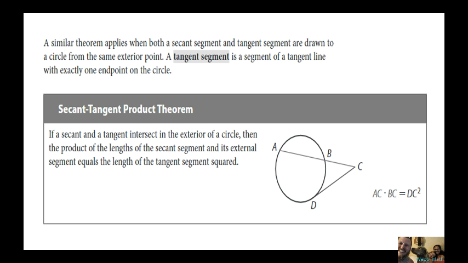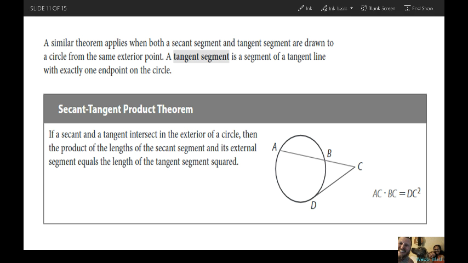So with this one, you need to know what a tangent segment is. Let's talk about it as quickly as I humanly can because the bell's going to ring in like 10 minutes. Part of your definitions again: a tangent segment is a segment of a tangent line with exactly one endpoint on the circle. So here's a tangent segment. It's kind of like an exterior segment, isn't it? It's on the outside looking in.